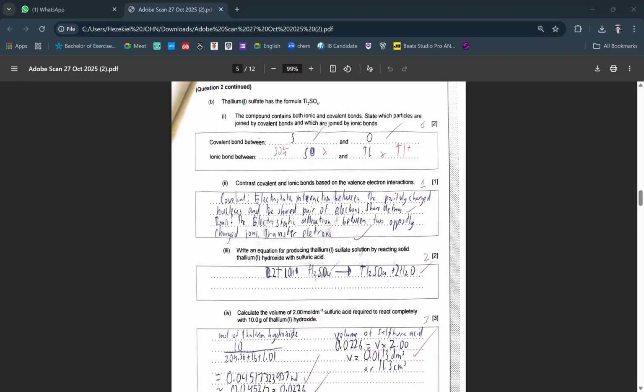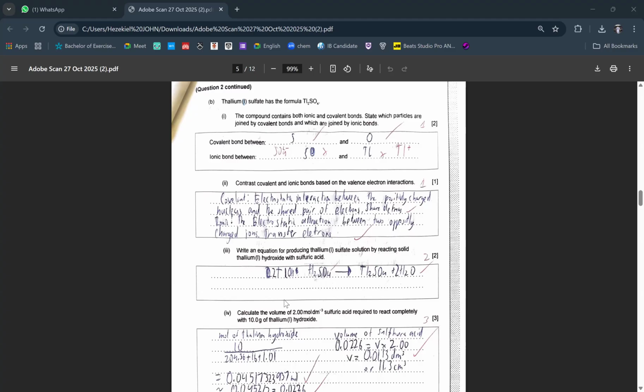As per the past paper question, you have got this thallium sulfate. Thallium and sulfate will be having an ionic bond, but the sulfate ion will be having a covalent bond inside. Did you get my point? This is the way we have to contrast covalent and ionic bonds based on valence electron interaction, right? In an ionic bond, there's a complete transfer of the electrons, but in a covalent bond, there's a sharing of electrons. So this is very important, right?